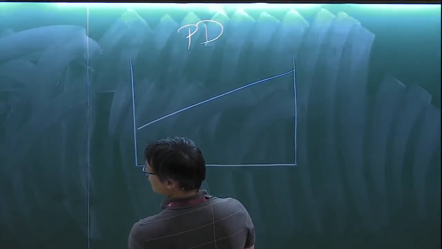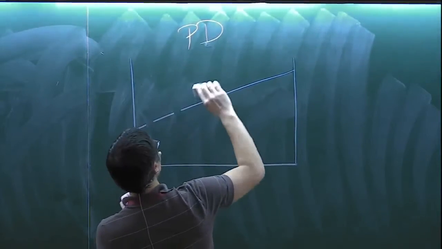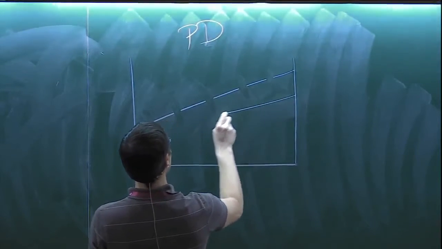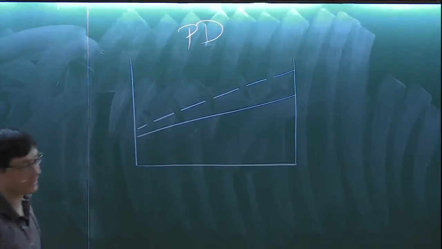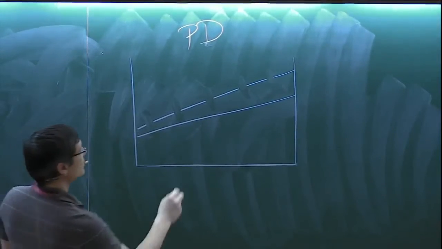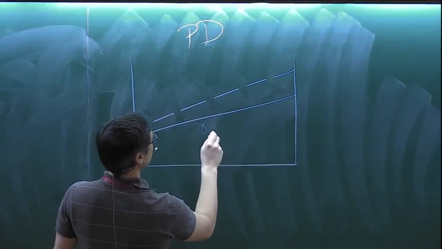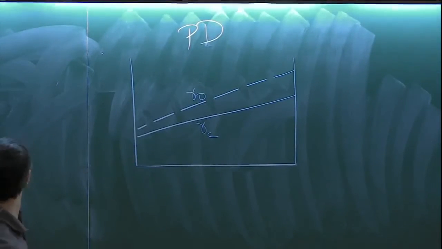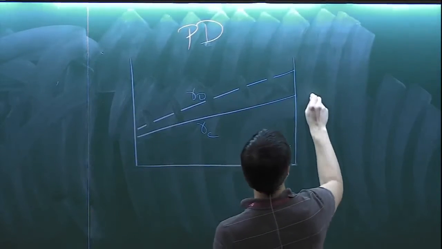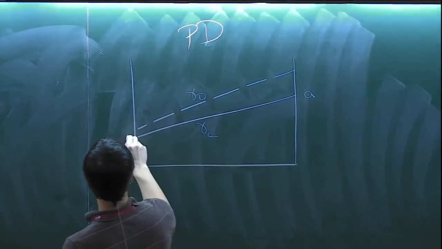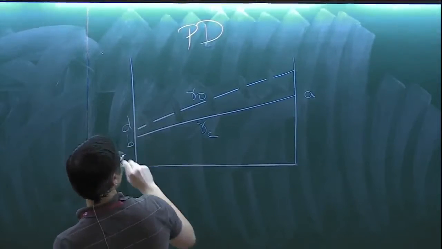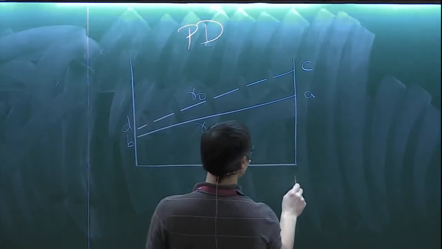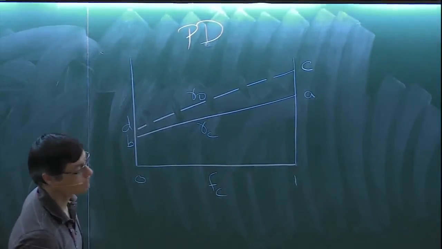Oh, sorry, this should be a dashed line. All right, so this would be an example of a prisoner's dilemma. This is the growth rate of the cooperator, growth rate of the defector. And again, we can do the same things. This is A, B, D, and C. This is the fraction of the cooperator going from 0 to 1.